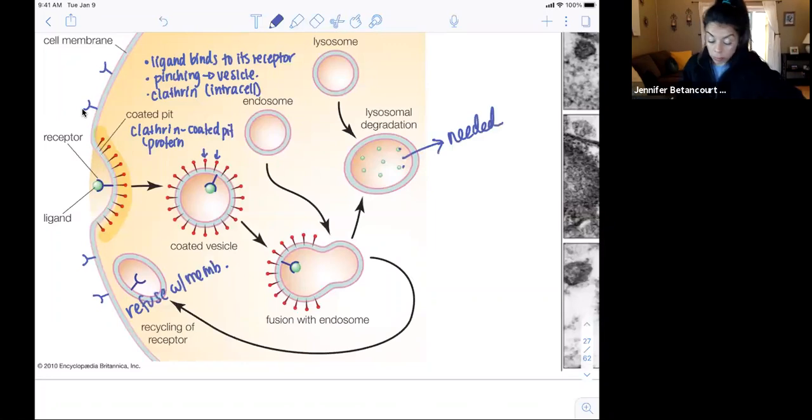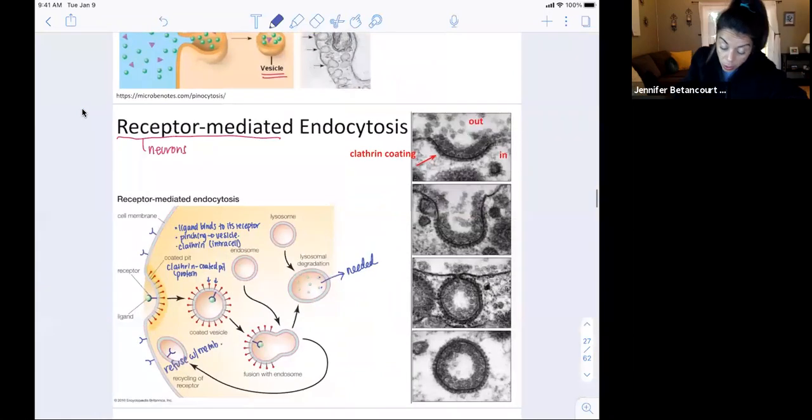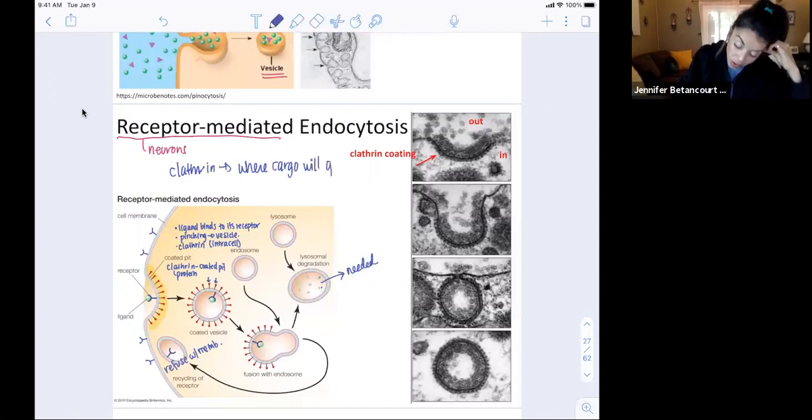Okay. All right, so that's receptor-mediated endocytosis, most common in neurons, requires clathrin coats. And so the clathrin, what we think is that the clathrin is responsible somehow, I don't know how, for mediating where the cargo will go.